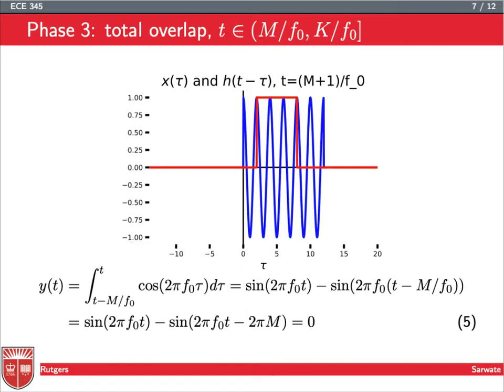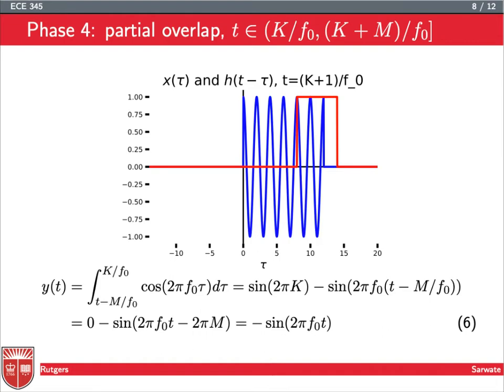Okay, so again in phase 3, we're sliding along. We're going to keep getting 0 because as we slide through, we're going to evaluate this sine 2 pi f0t and then this integer multiple of 2 pi phase shift, and so we're just getting this thing minus itself, or 0.